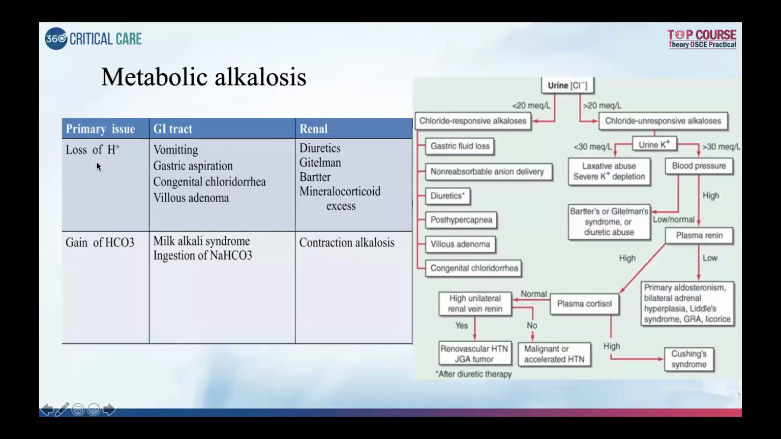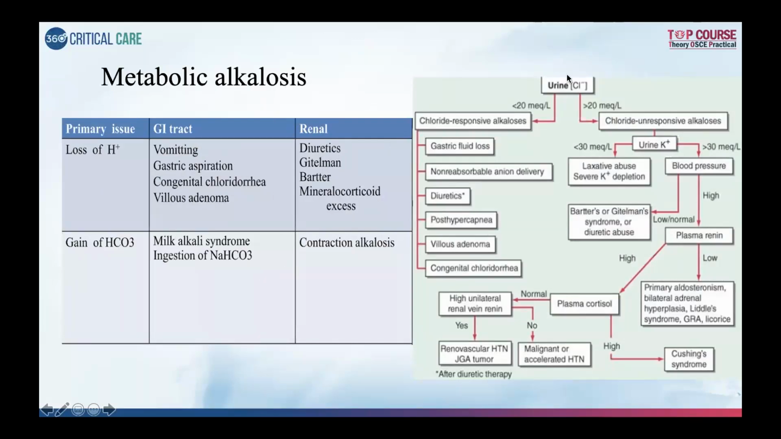It could be either due to loss of hydrogen ions or gain of bicarbonate. So loss of hydrogen ions from the GI tract could be due to vomiting, aspiration, congenital chloriduria, villus adenoma. In renal, diuretics, Gitelman, Bartter's, mineralocorticoid excess or contraction alkalosis. Bicarbonate gain will be due to contraction alkalosis and milk alkali syndrome.